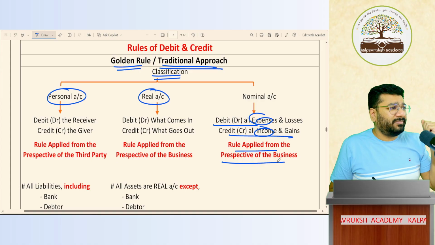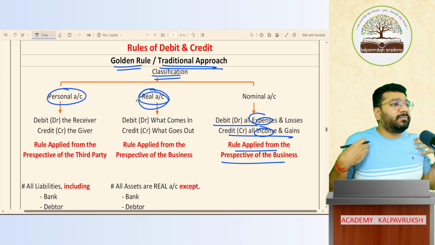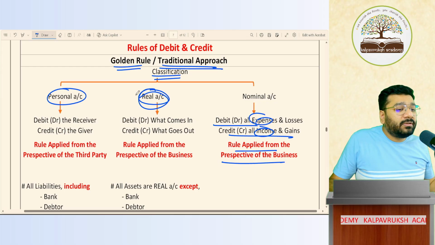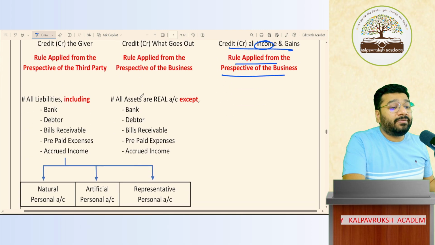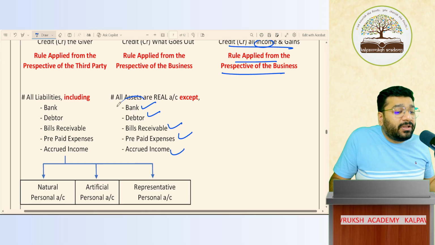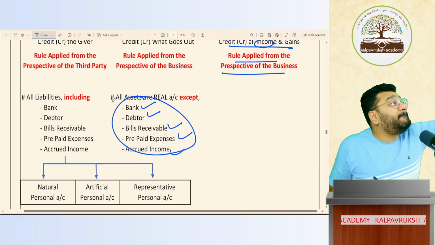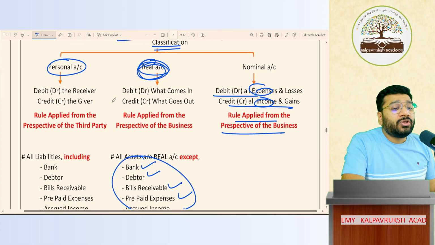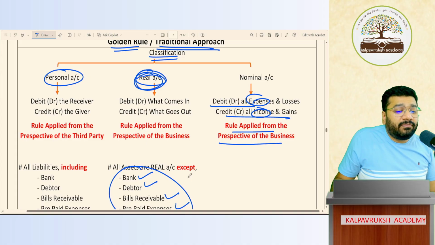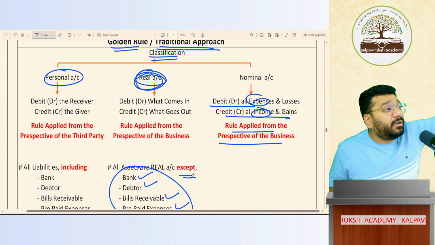I am an asset. All the assets will go to which house? Real account, except bank, debtor, BR, prepaid expenses, accrued income. Even though these 5 are assets, they will not go to the real account. They will go to the personal account. So all the assets except these will go to the real account. If you go to the real account, what is the rule of the real account house?